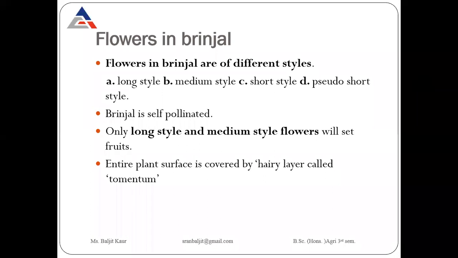So only these long and medium style flowers will set fruit, and others like short styled or pseudo short styled flowers will not set fruit. Okay, and brinjal is a self-pollinated crop, and there is hairy growth on the entire plant. That growth is known as tomentum. So the entire plant surface is covered with a hairy layer that is known as tomentum.